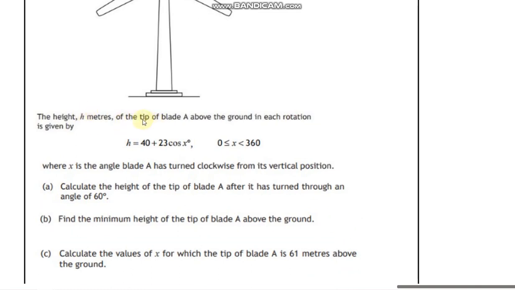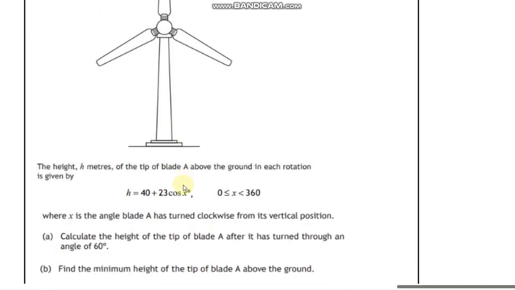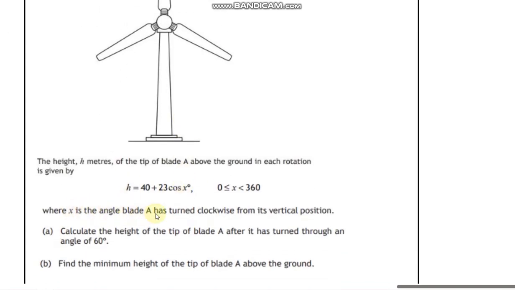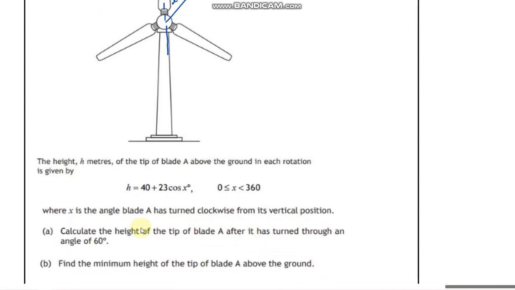So I've got the tip of blade A. The height of that above ground is given by that equation. So that's the height above the ground, and X is the angle blade A is turned clockwise from its vertical position. So there's vertical, so the X is that angle there, isn't it? How far I've gone clockwise from the vertical. So calculate the height of the tip of the blade after it's turned through 60 degrees.